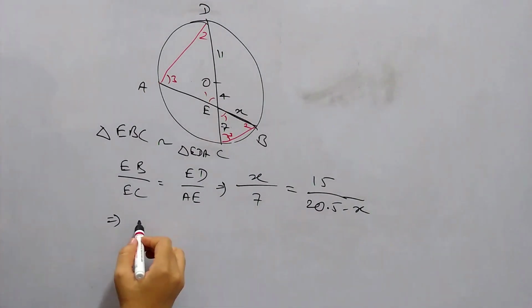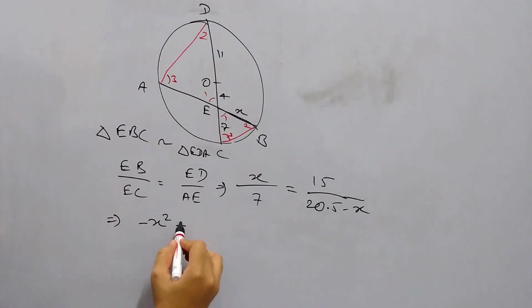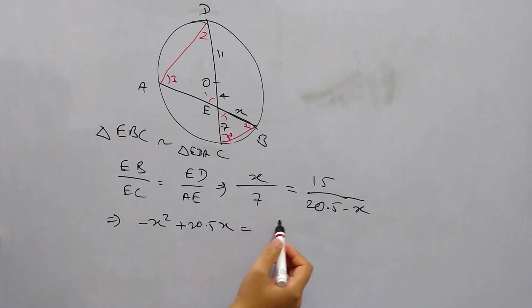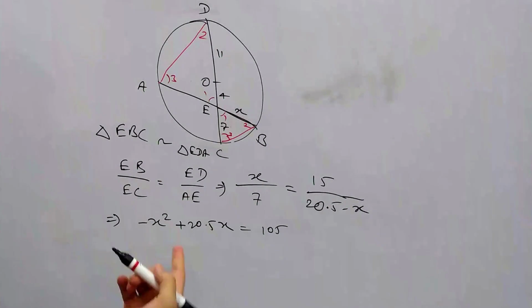Now if you solve this equation, it will be a quadratic equation. So it will be like minus x square plus 20.5x equals 105. So now we get a quadratic equation. You can either use the direct formula to find the roots of this equation, that is minus b plus minus root, that formula, or else it looks very simple.